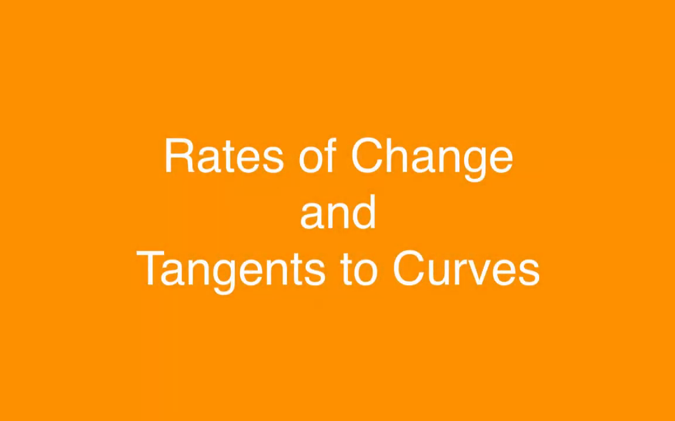In this lesson, we introduce the ideas of average and instantaneous rates of change and show that they are closely related to the slope of a curve at a point on the curve. But first, let's review slopes of lines.